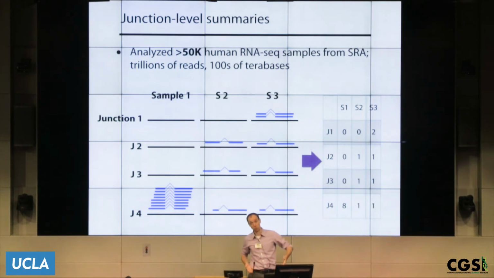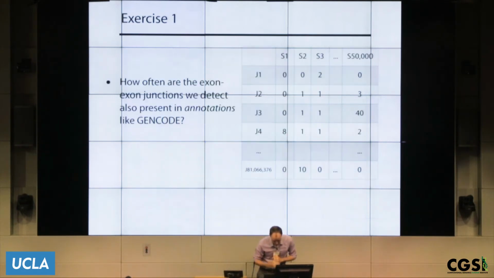Right? So it's going to be proportional both to how highly expressed that gene is, and to how frequently that splice junction occurs in that gene. Okay? And so we compile all that into a matrix that looks like that. Rows are junctions, columns are samples, and the elements are just counts for how many times we observe it.